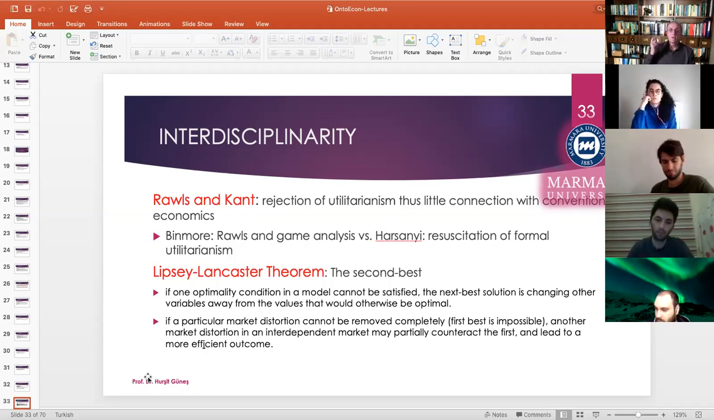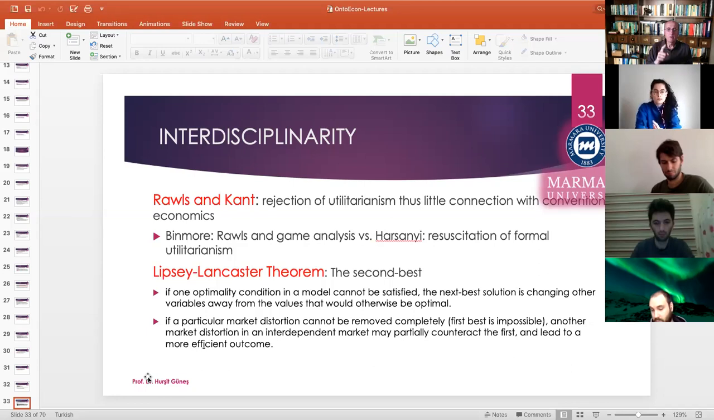Now, one other theorem, which is mentioned in this part, is the Lipsey-Lancaster theorem. The Lipsey-Lancaster theorem is about the second best. You know, second best, very good. Not first best, but the second best. When there is no first best in existence, then amongst the choices, you find the best. The first best is impossible. It's abstract, it's impossible, but the second best is possible. It's among the alternatives, and you choose that.